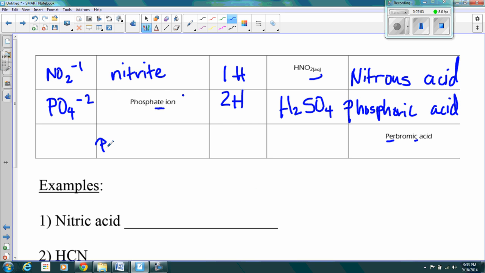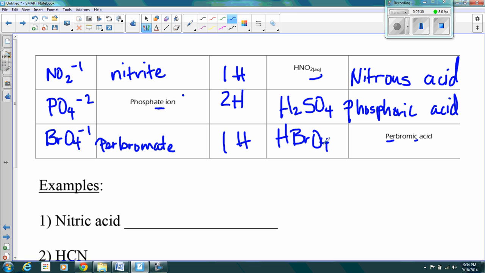So perbromate, when you look at these on your gold sheet, they are on the lower left-hand corner of the anion side. Sometimes you kind of cover it up by your arm there, so make sure you're looking underneath. So it's BrO4 minus 1. Because of the minus 1 charge, I have 1 hydrogen, and that's going to be HBrO4, perbromic acid.